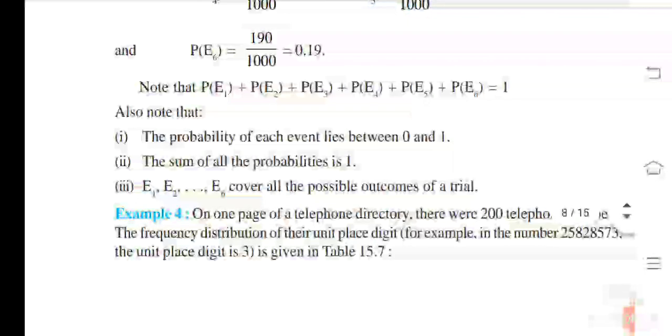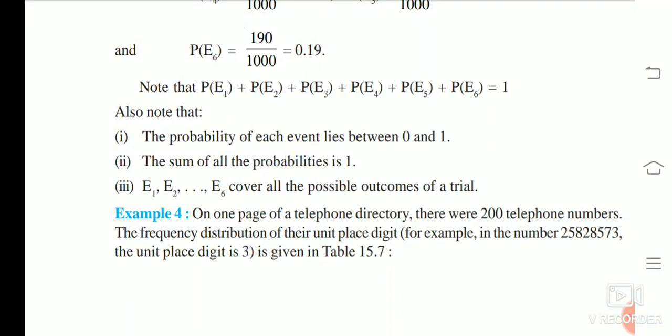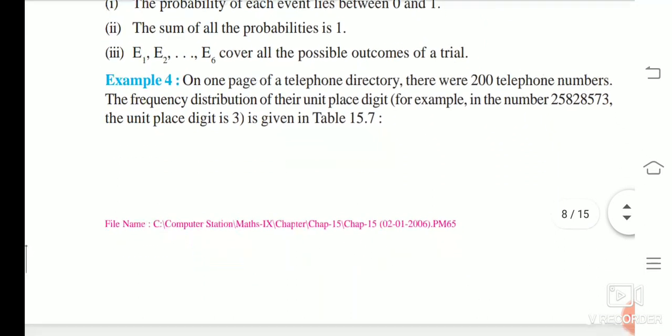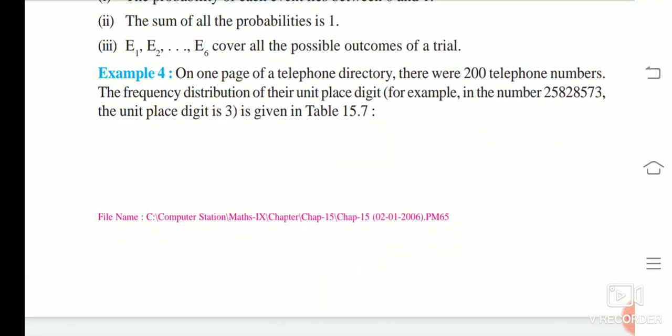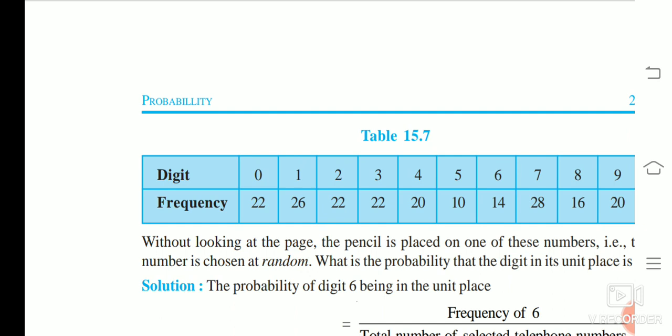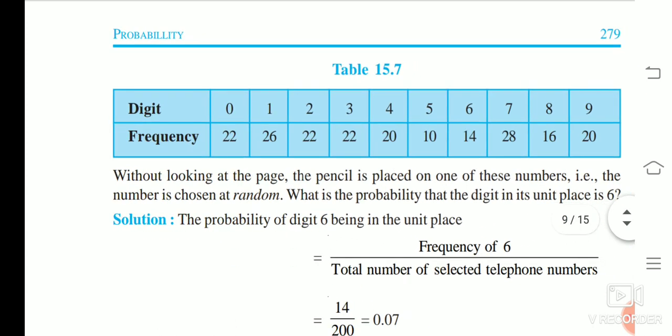That is given. Now, on one page of a telephone directory, there were 200 telephone numbers. The frequency distribution of their unit place digit, for example, in the number 258, like that, is given. The unit place digit, the first number on the right side, 3, is given in the table. Right. Digit 0, that number in the phone directory, the number 0 ends 22 times and 1, 26 times, like that to 9. Only single digits 0 to 9 are possible, 20 times is given.